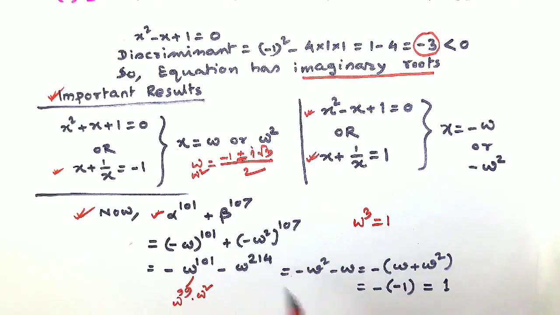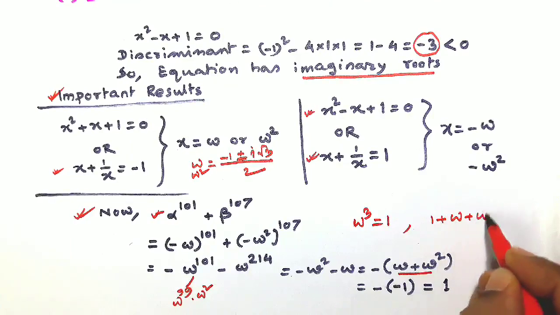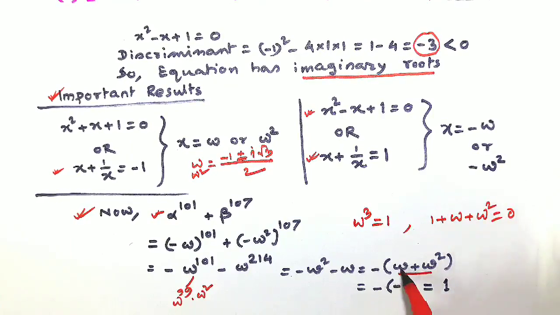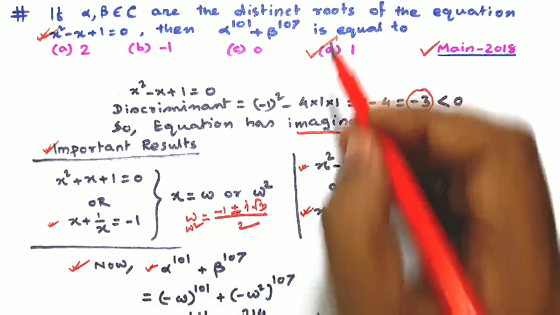In this way, omega to the power 214 is only omega, and we take minus common, minus into in bracket omega plus omega square. Omega plus omega square is equal to minus 1. You know this formula: 1 plus omega plus omega square is equal to 0. So omega plus omega square is equal to minus 1. So minus of minus 1 is equal to 1. So our result is only 1. So the option is D.